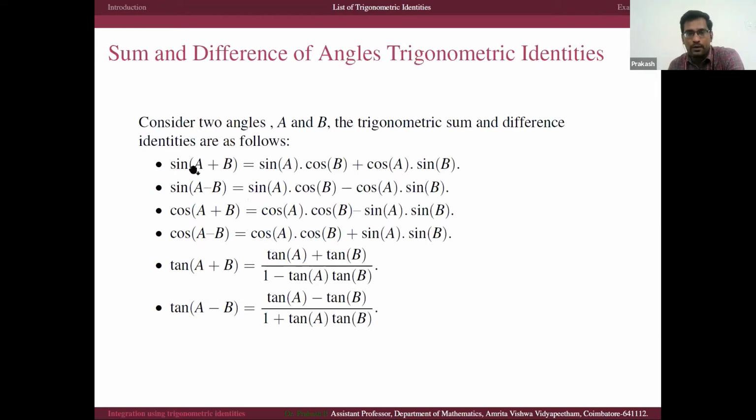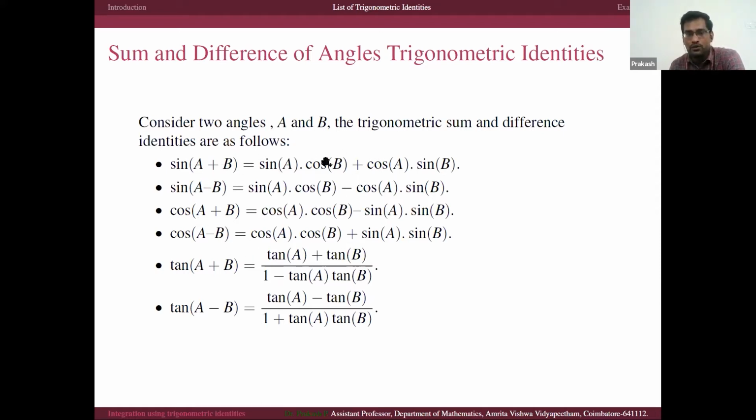The next one I mentioned on the whiteboard also: sine of a plus b is sine a cos b plus cos a sin b, and sine of a minus b is sine a into cos b minus cos a into sin b. So these are important identities.